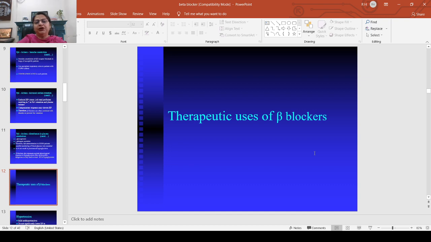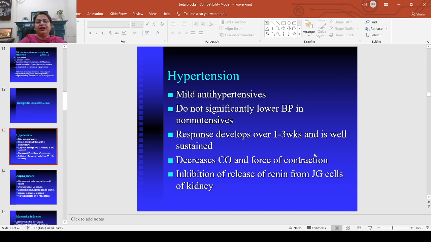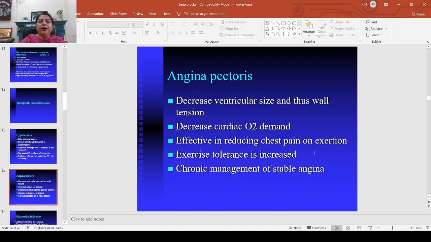Now coming to the therapeutic uses of beta blockers. Firstly, we will discuss hypertension. These drugs are mild antihypertensives and they do not significantly lower blood pressure in normotensive patients. The response takes time to develop, over 1 to 3 weeks, and is well sustained afterwards. So they are mainly used for maintenance therapy. They decrease the cardiac output and force of contraction. In addition, there is inhibition of release of renin from juxtaglomerular cells of the kidney.